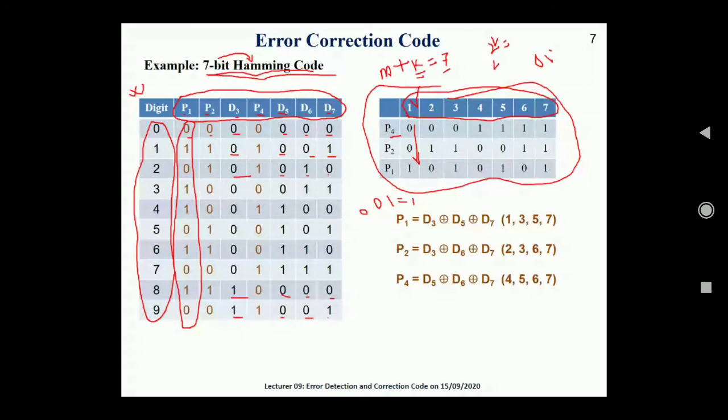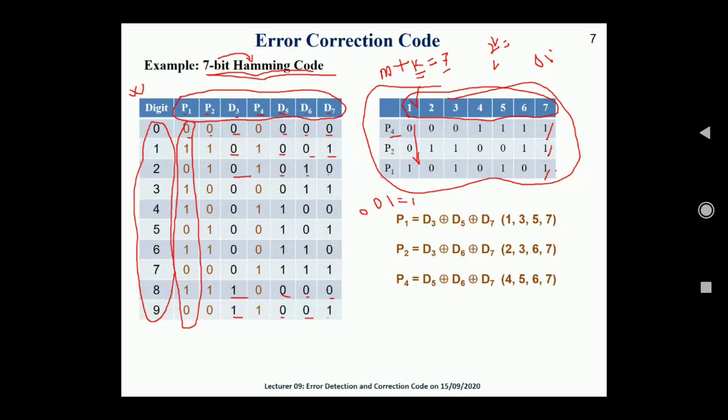Next one is 2: 0, 1, 0. Third one is 0, 1, 1. Fourth: 1, 0, 0 equal to 4. Next one is 1, 0, 1 equal to 5. Next one is 1, 1, 0 equal to 6. And 7 means what? What is the binary sequence of 7? It is 1, 1, and 1. Okay, this way we can construct this particular table.